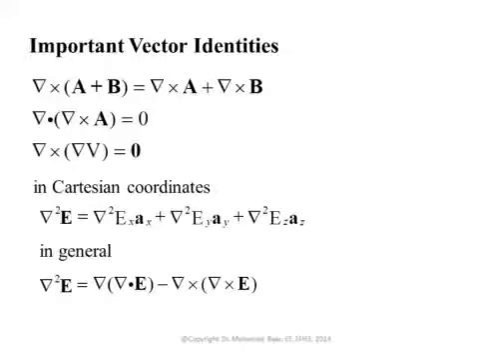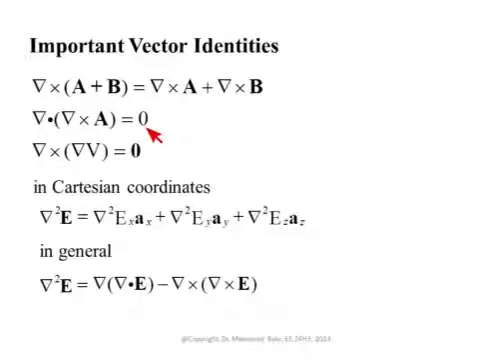A number of vector identities you should remember. The curl of the sum of two vectors is the sum of the curls. So curl of A plus B is equal to curl A plus curl B. The same applies to some other differential operators as well. This is very important. The divergence of the curl of any vector is equal to 0. Remember, divergence gives you a scalar. So if you take any vector, calculate its curl, this will give you a vector. If you get the divergence of that, you get a scalar.